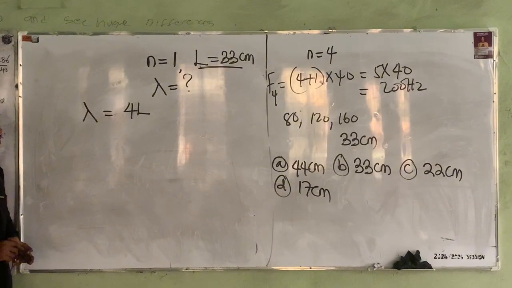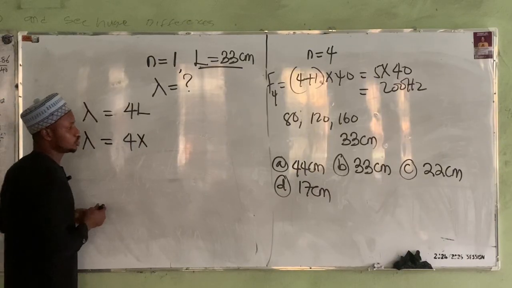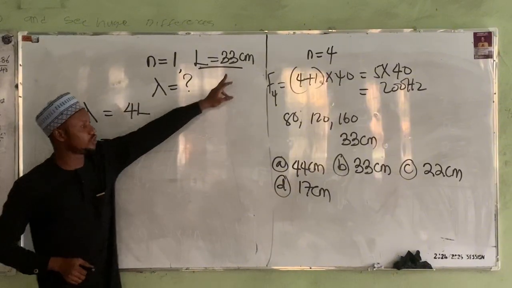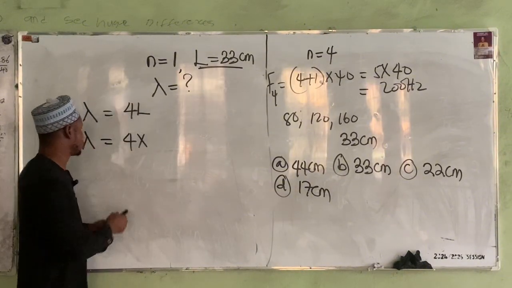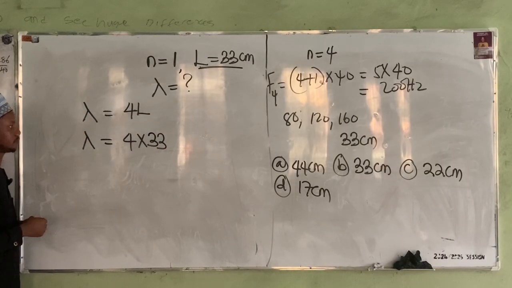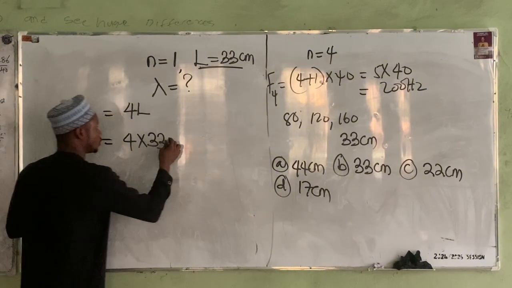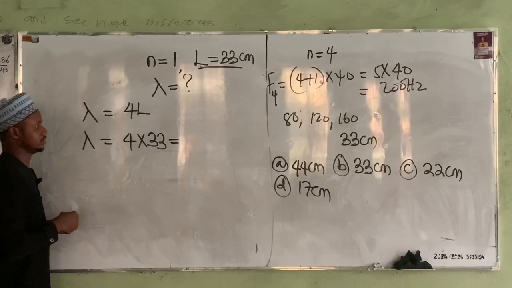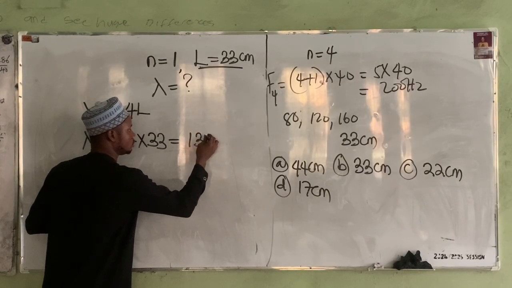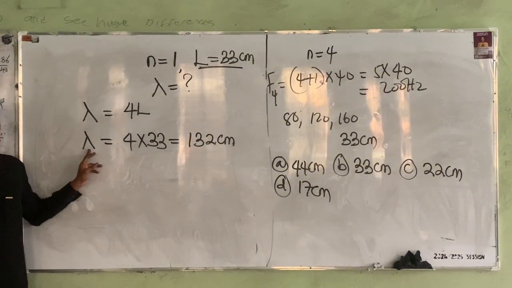Okay? So that means our wavelength here will be equal to 4 times L. Is the length given to us in cm or in meters? It's cm, right? So there's no need for me to convert. So I will have 33. Please take note. So class, 4 times 33, what is the answer? 132 in cm.